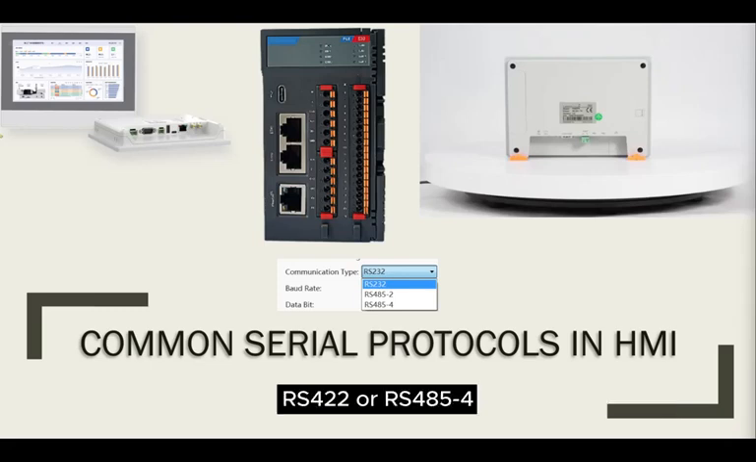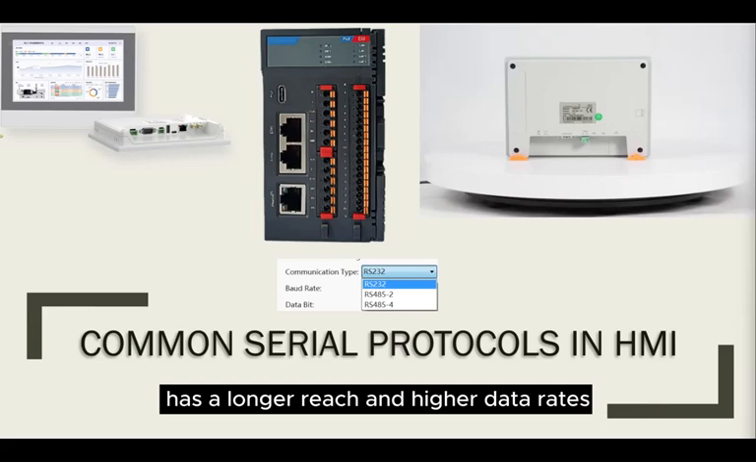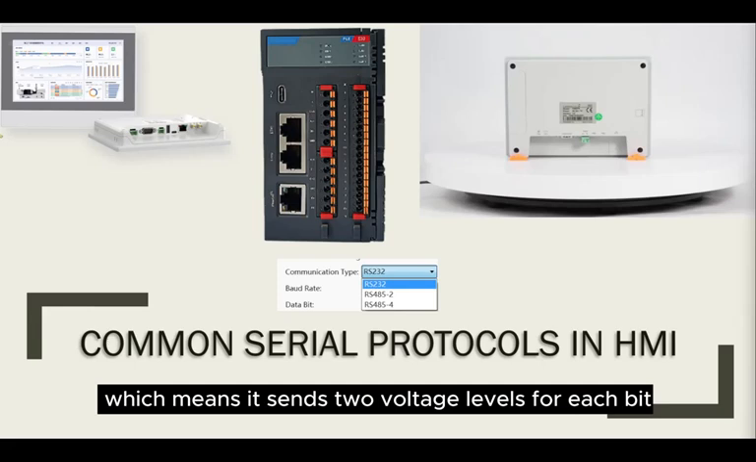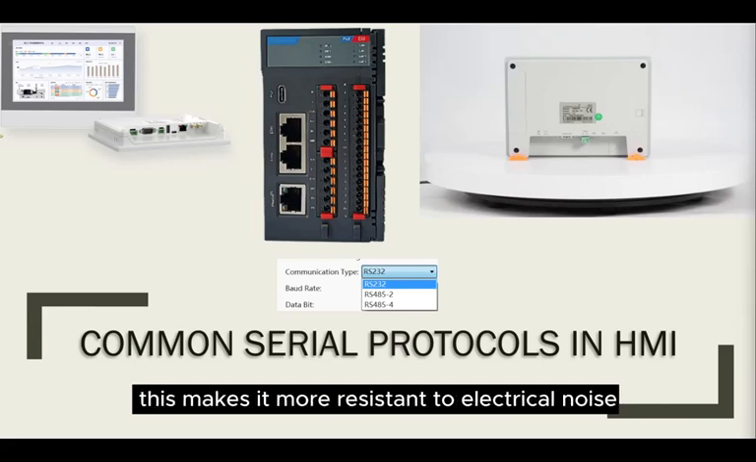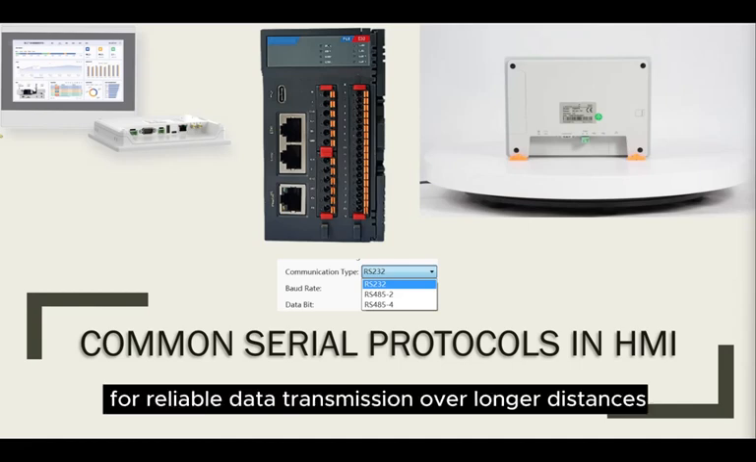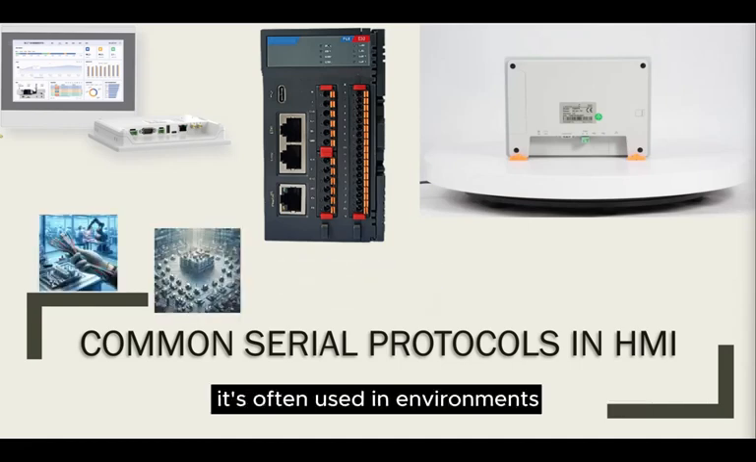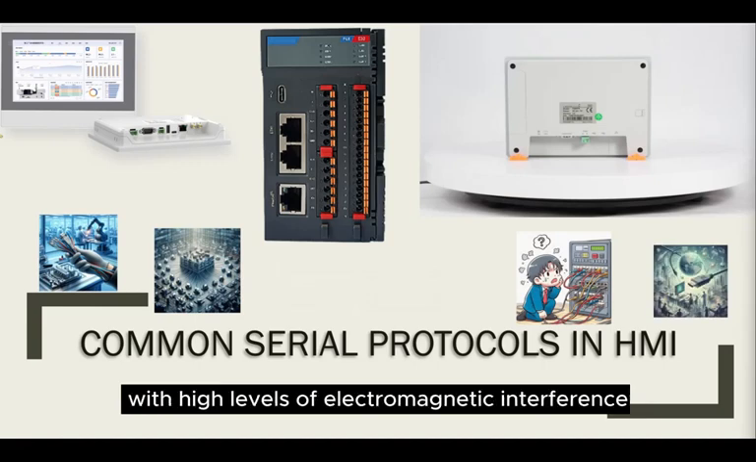RS-422 has a longer reach and higher data rates. It's also a differential signaling standard, which means it sends two voltage levels for each bit. This makes it more resistant to electrical noise, allowing for reliable data transmission over longer distances. It's often used in environments with high levels of electromagnetic interference.